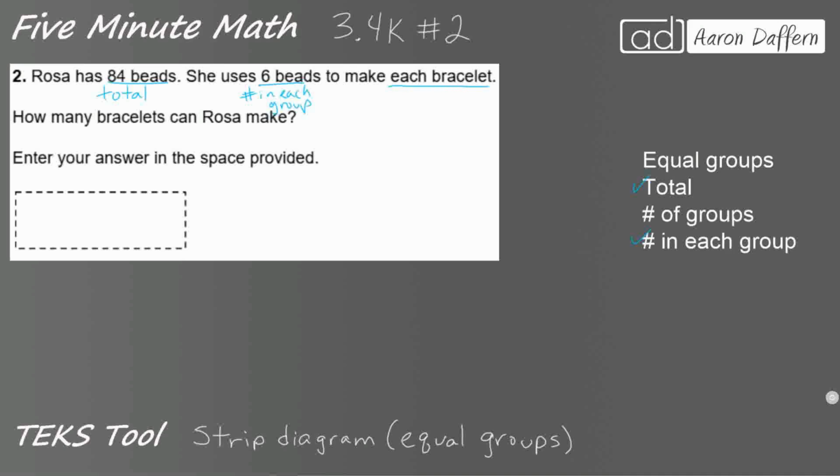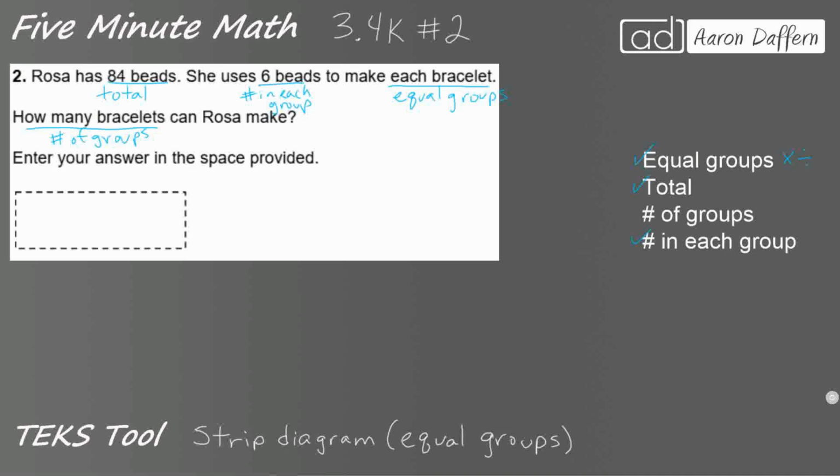So that short little phrase right there lets us know that we're dealing with equal groups because each bracelet has the same number. And once we're dealing with equal groups, that means we're dealing with multiplication or division. If we have the total, which we do, that means we are going to be using division because we're looking for how many bracelets. So this would be the number of groups.